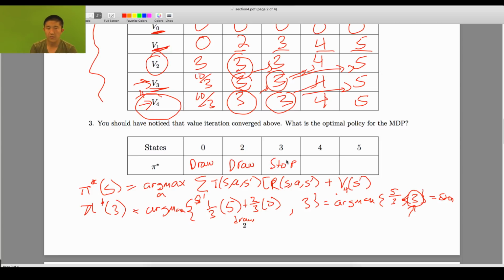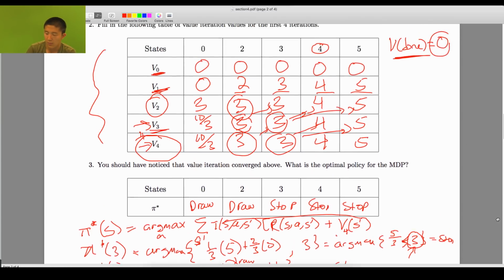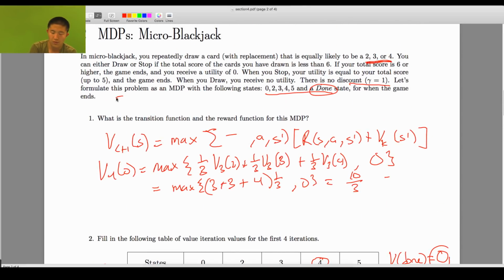And now if you think about states 4 and 5, you never want to draw, because no matter what value you draw, you will always go to the done state and then end up with a reward of 0. So you always want to stop here in both these states. We can just do a quick example. Argmax. With probability 1, you go to the done state, which has a value of 0. And if you stop, you get 4. So that equals stop. And this is your optimal policy for the MDP that we described up here.